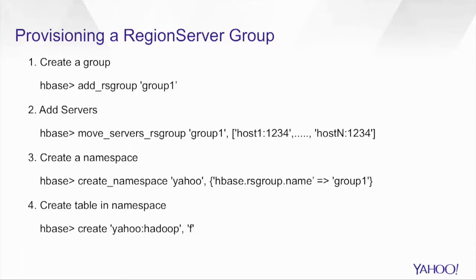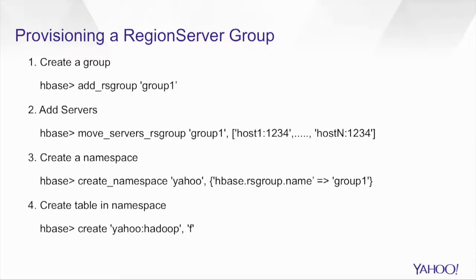So how do you provision a region server group? It's actually fairly easy, and it's non-intrusive. This is how we would do it at Yahoo. You add a group using the add group command, and then you add servers to that group. And for the servers, you make sure that they're not being used by other groups.